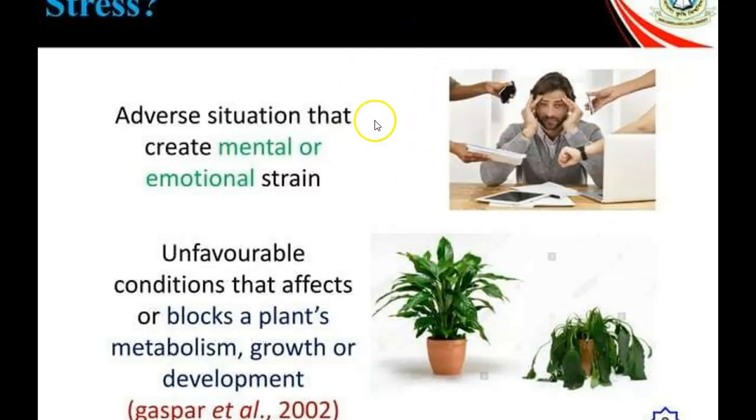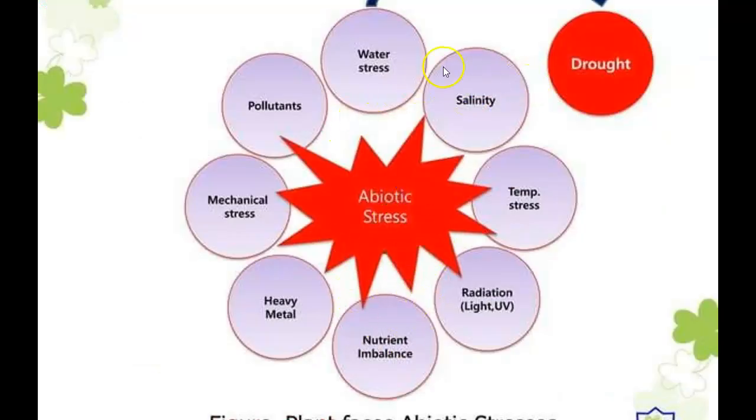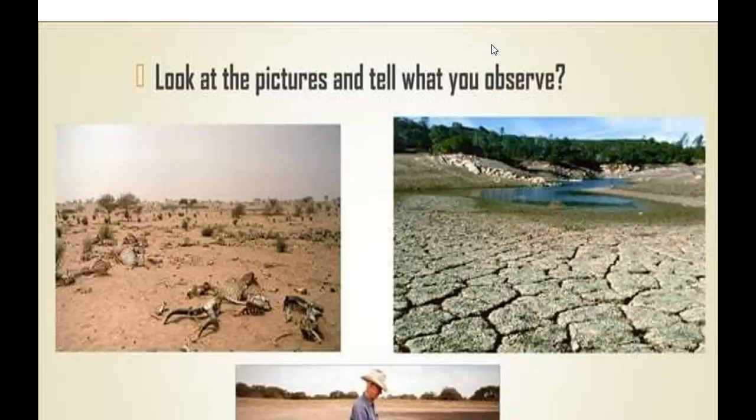That increase in population causes some kinds of stress to the earth. Adverse situations that create mental and emotional strain are known as stress. Unfavorable conditions that affect or block a plant's metabolism, growth and development are basically stress. As I mentioned in previous lectures, there are two kinds of stresses: abiotic stress and biotic stress. In abiotic stress, today we'll discuss water stress, which is also known as drought stress.